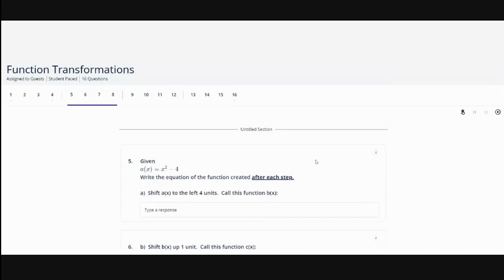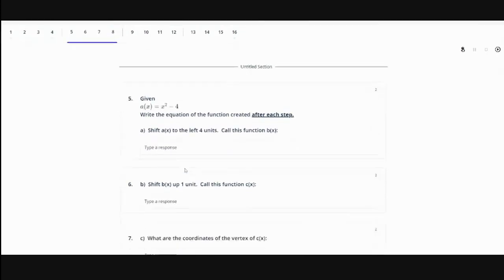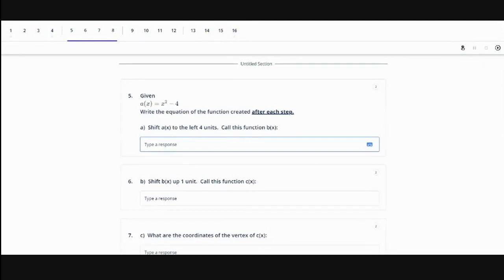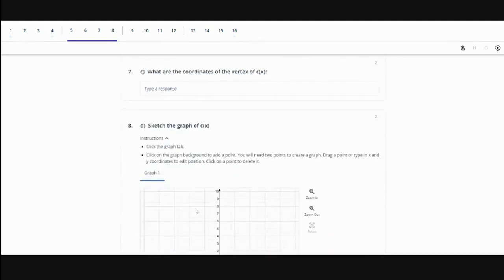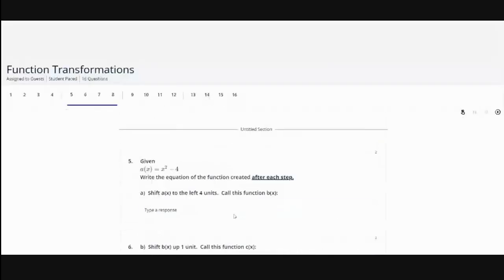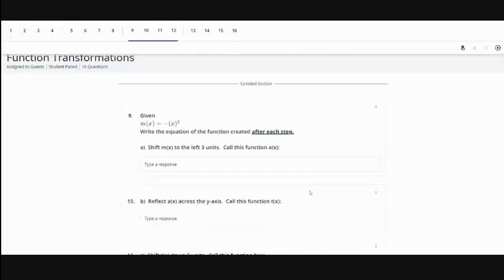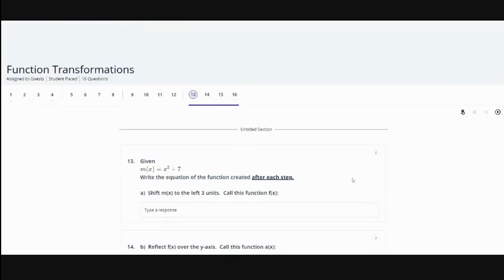And then you go to the next one and you have the same thing. You're starting with x squared minus 4. And then you're going to shift it left 4 and name that b of x. And then take b of x and go up 1 and call that c of x. And take the coordinates of the vertex of c of x and then sketch that graph. So you have 4 of these to do where you end up sketching the graph after each one. All right, 4 different ones.